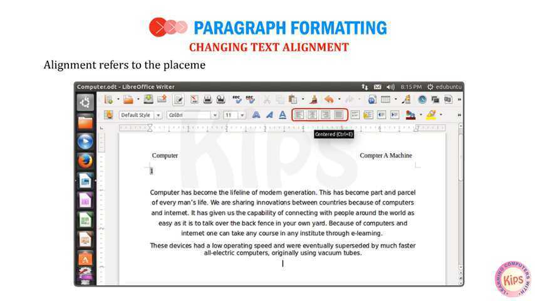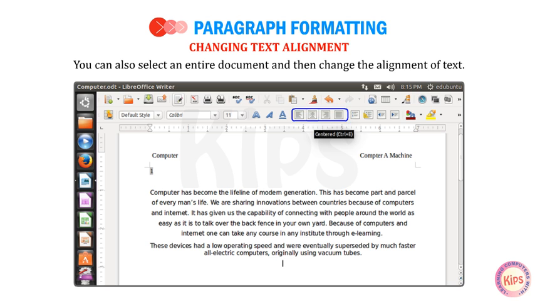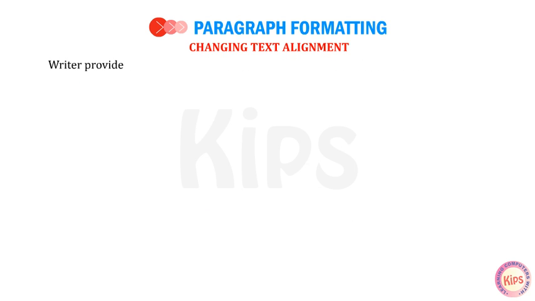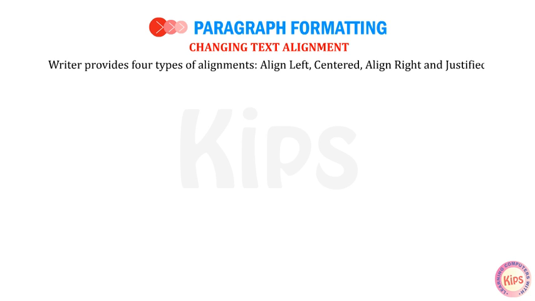Alignment refers to the placement of text on a page with respect to left and right margins. It is always better to set the alignment before you begin typing. You can also select an entire document and then change the alignment of text. Writer provides 4 types of alignment: align left, centered, align right, and justified.